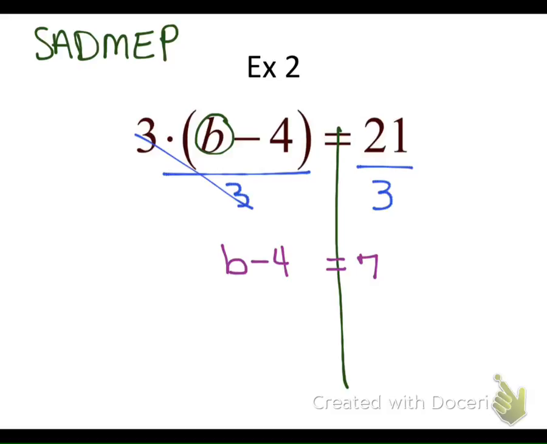So now we have b minus 4 equals 7, a one-step equation. Haley, how do I get the b by itself? You plus 4 on each side. So my 4's cancel on my left, on my right, that'd be 11. B equals 11.